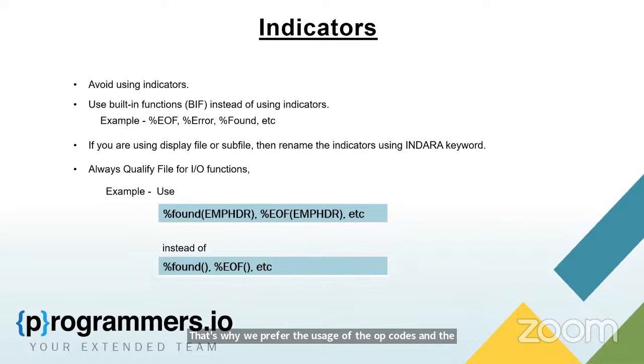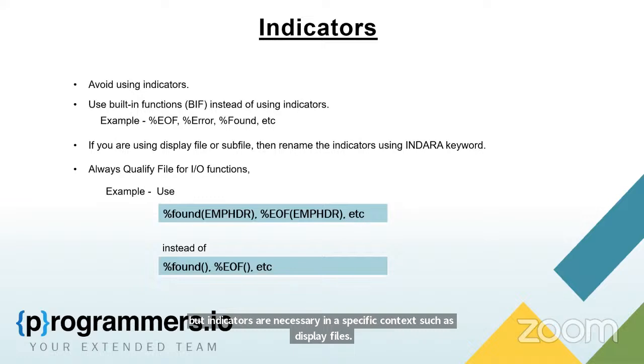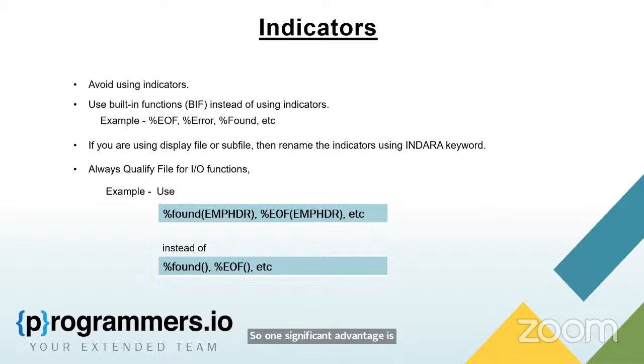But when we are using subfiles and display files, indicators are essential for handling user inputs and the program flow. While built-in functions are preferred in many cases, indicators are necessary in specific contexts, such as display files. One significant advantage is the ability to rename these indicators for clarity.